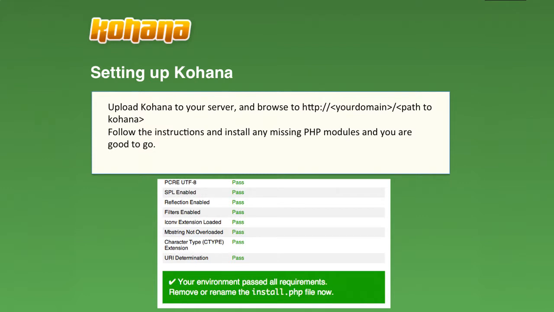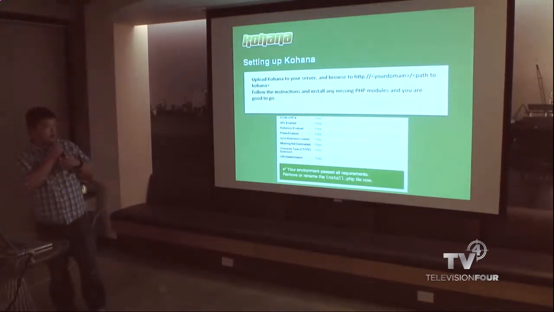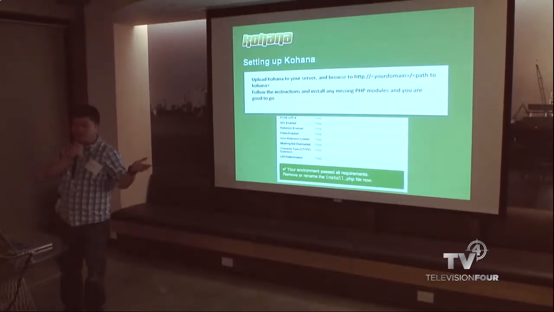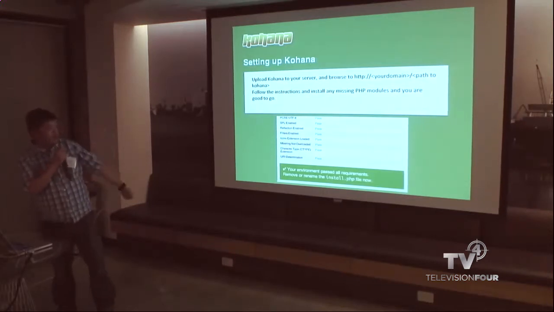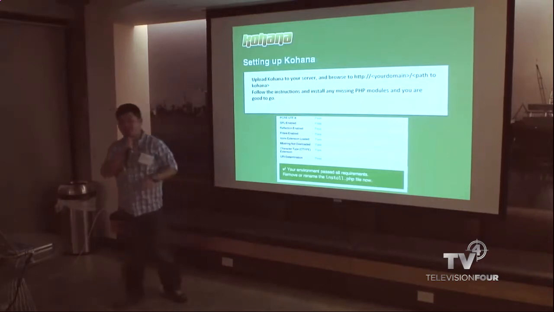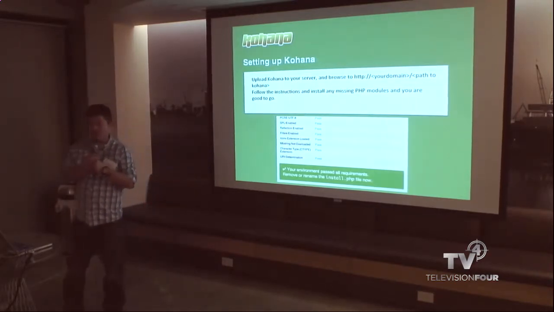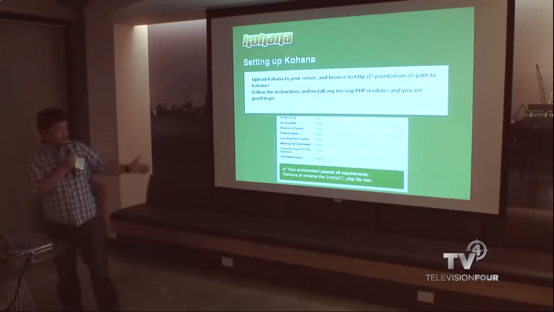Setting up Kohana. Now we get to how to get it up and running on your site. All you need to do is upload the Kohana that you downloaded to your server, then browse through your domain and pass to Kohana and follow the instructions, and you're done. It's going to ask a few things, like whether your cache directory is writable, whether your logs directory is writable, and so on. It will also tell you if certain PHP modules are missing and you need to install them. Once you're done, you're done.